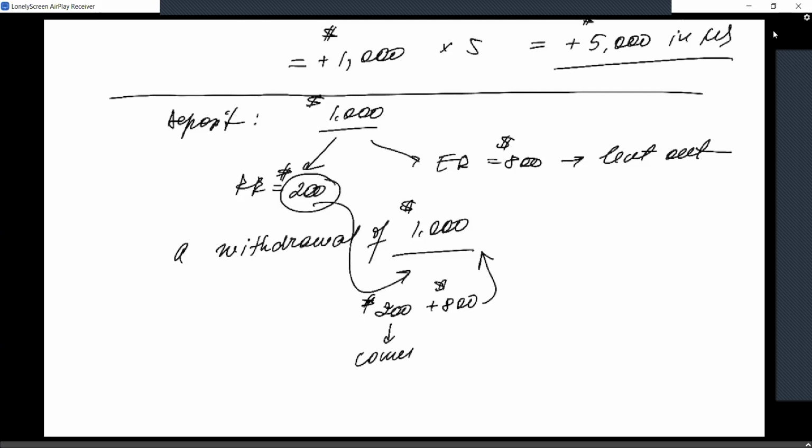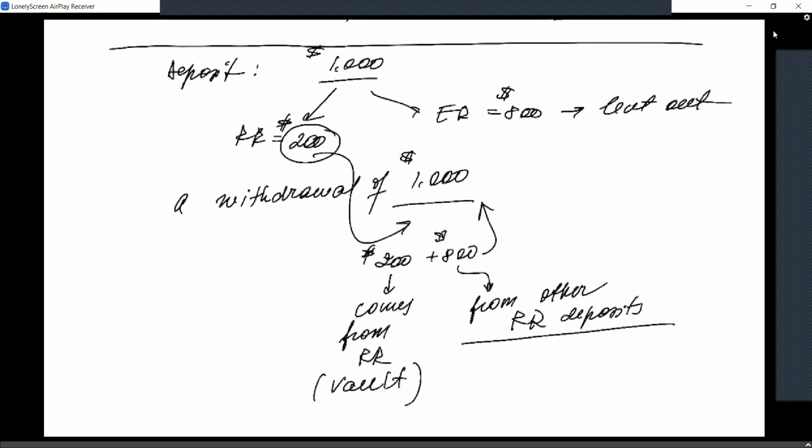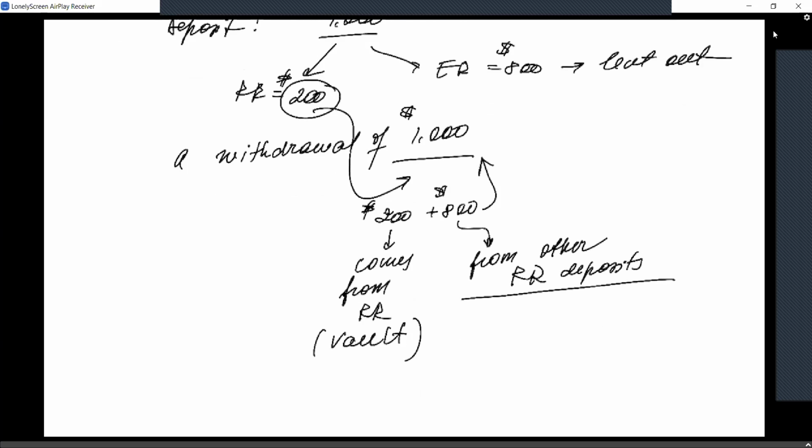This comes from the required reserves of your deposit from the bank vault, okay? This extra $800 that is not actually present because they were lent out will come from, very good, other required reserves deposits, okay? From other required reserve deposits. So you take $1,000 and you walk out happily, okay? The bank now, after your transactions, has a hole of $800 in required reserves.